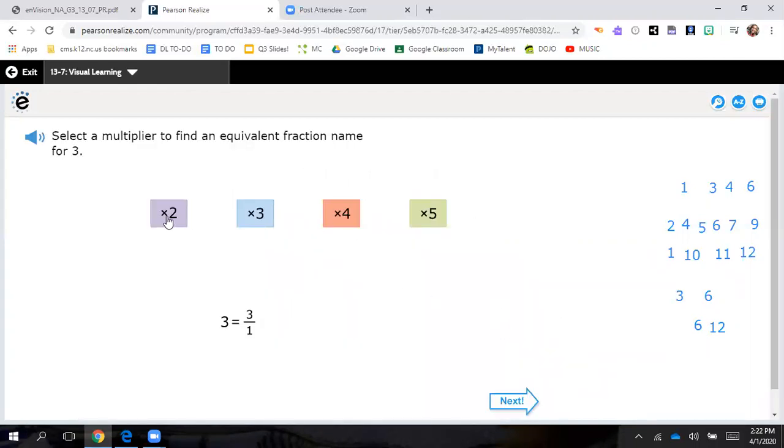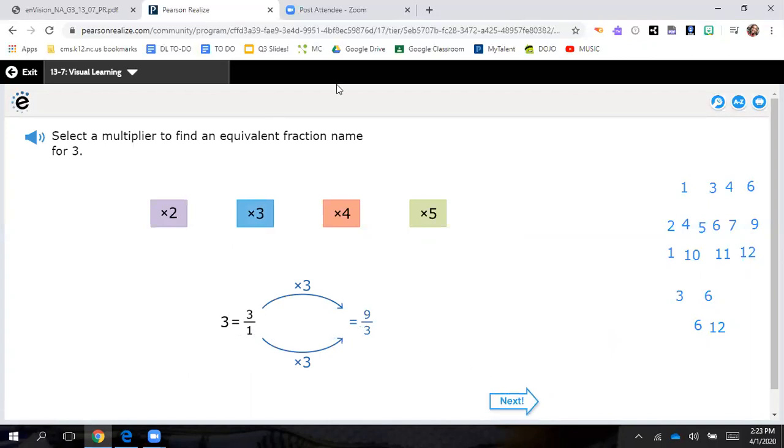So boys and girls, this is just kind of going to show you, if you have 3 over 1, 3 times 1 is 3. So you would probably do times 3. Then you would get 9/3.